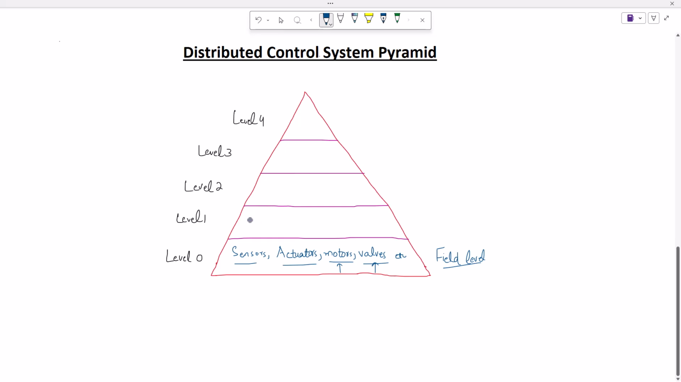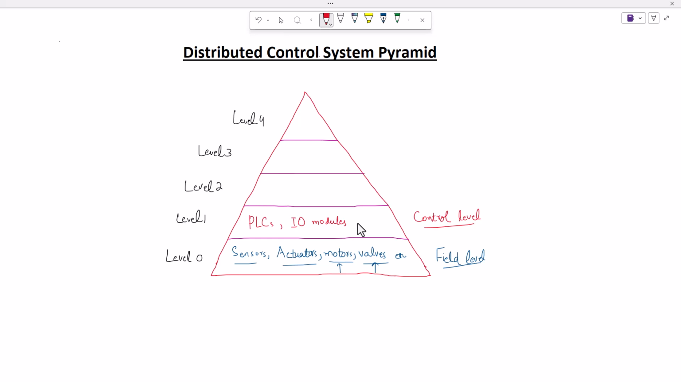The level 1 is the control level. All the PLCs and the PLC related modules lie in level 1, and we call it the control level. The execution of the PLC programs takes place at level 1, and we call it the control level because the actual control takes place at this level.